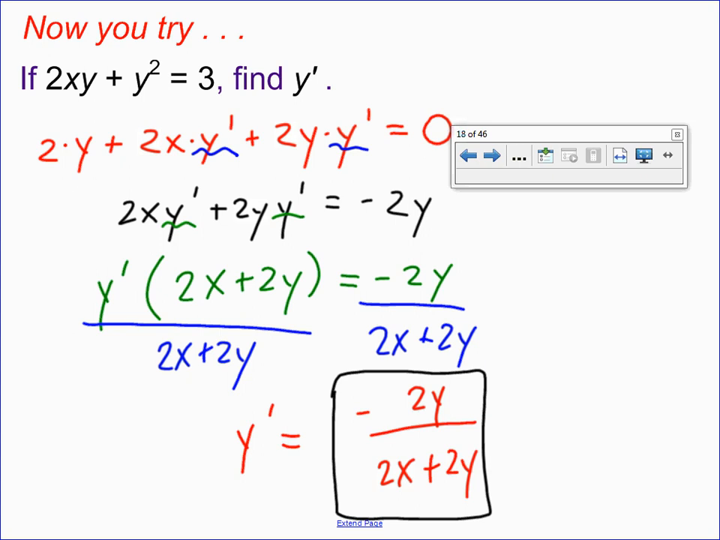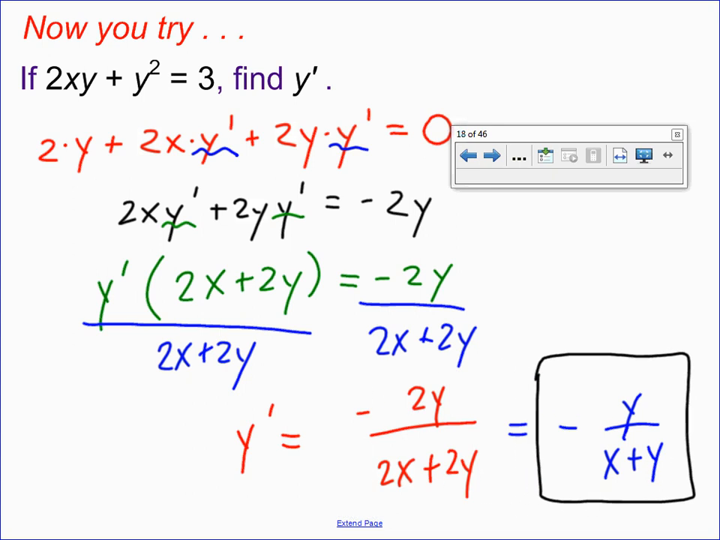Why don't you take a look at your y prime, Sophia? Can we factor out the 2? Oh, yeah, absolutely. We could have reduced that here, here, here, right? If we factor out the 2, I like that much better. So what I'm going to do is divide out a 2 from every single factor, and get negative y over x plus y. That looks much better.